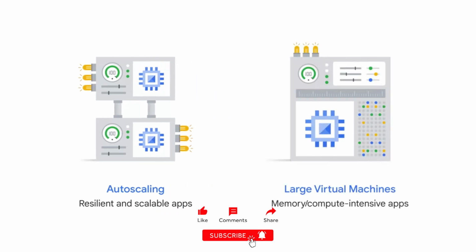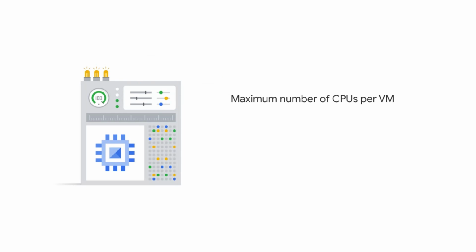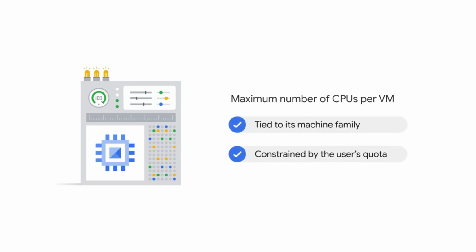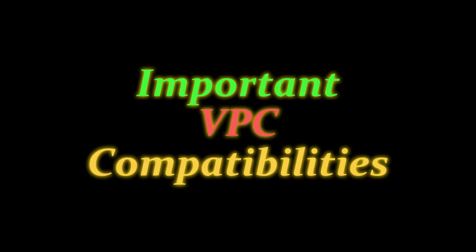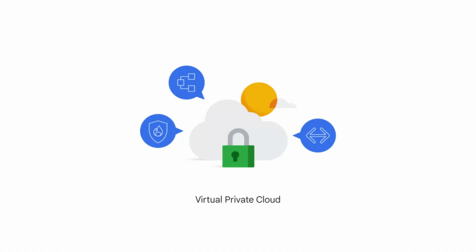With Compute Engine, you can in fact configure very large VMs, which are great for workloads such as in-memory databases and CPU-intensive analytics. But most Google Cloud customers start off with scaling out and not up. The maximum number of CPUs per VM is tied to its machine family, and is also constrained by the quota available to the user, which is zone dependent. Specifications for currently available VM machine types can be found at cloud.google.com/compute/docs/machine-types.